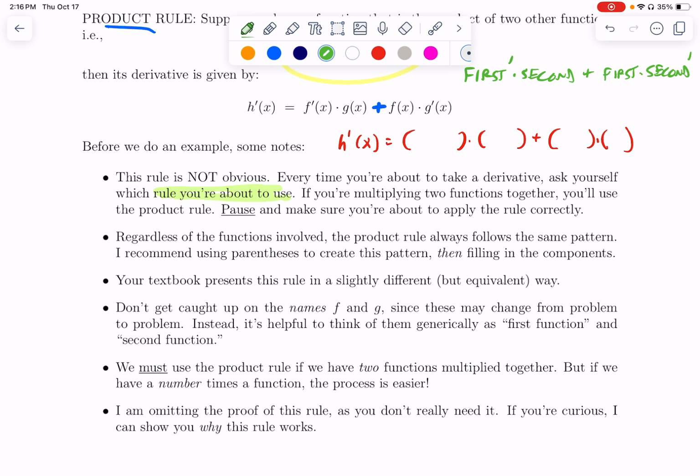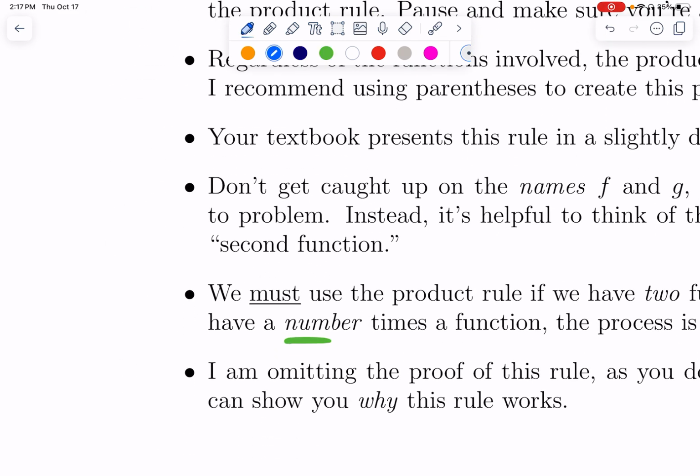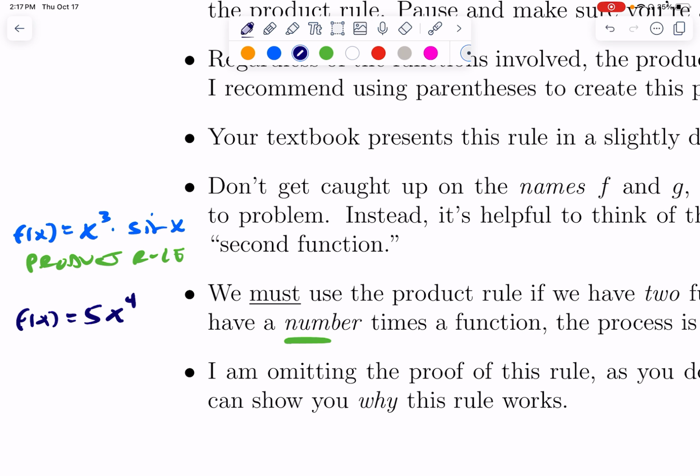If we are multiplying two functions together, we have to use the product rule. But if we have a number times a function, we don't. So let's just look at an example here. If I tell you that f of x is x cubed times sine of x, we would look at this and say, all right, x cubed is a function. Sine of x is a function. So I have to use product rule here. But if I say f of x is 5 times x to the fourth, well, that's not function times function. That's just a number times a function. We have a constant here.